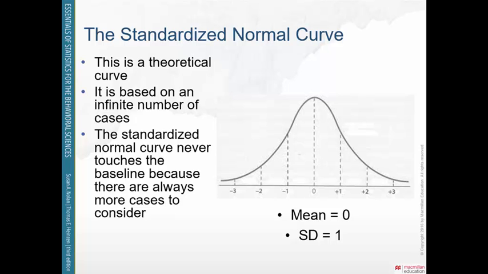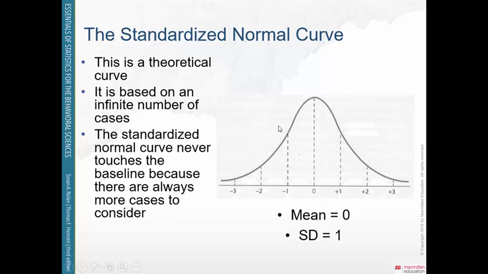Now we're going to take this a step further into a theoretical area. So bear with me as we start talking about the standardized normal curve. The standardized normal curve is theoretical, which means we don't actually gather data to compute it. Statisticians and mathematicians have modeled this, and they are sure of its properties.